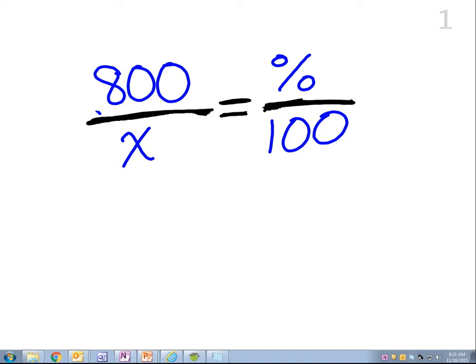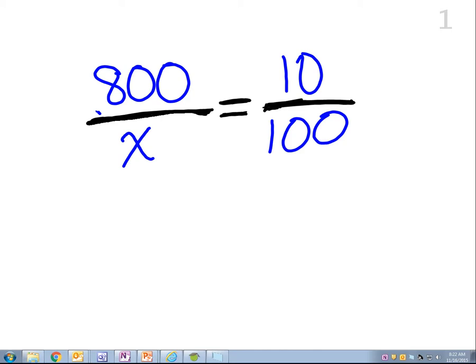An x is a variable. We don't know what it is. Some of you I've seen do question marks, but now you're not going to be doing question marks. You're going to be using x or some other kind of variable. Do they give us the percent? 10. They gave us the percent. It's 10. So now all we have to do is solve for x.